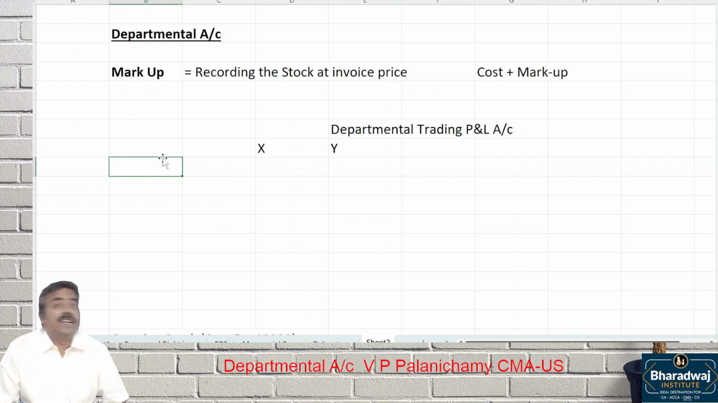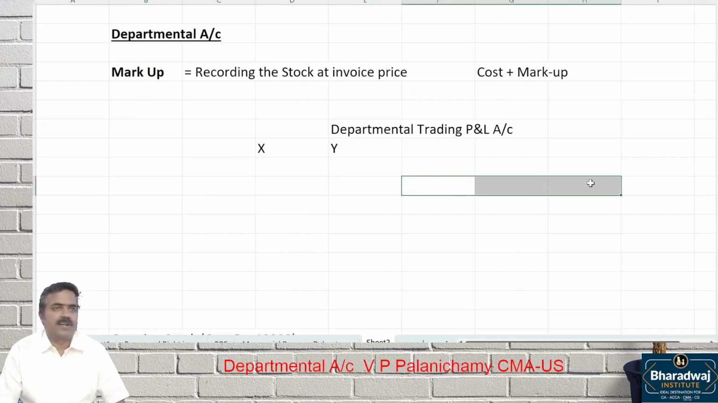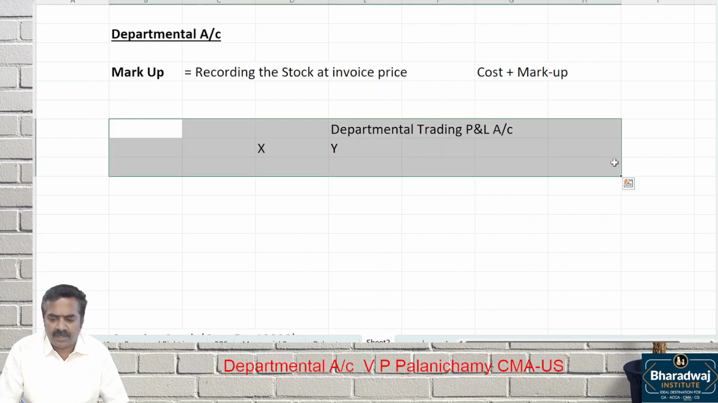What we learned is interdepartmental transfers. How to record interdepartmental transfers? Debit the receiving department and credit the transferring department. Debit the receiver, credit the transferor, or credit the income. For the transferring department, it is like income. For the receiving department, it is like expense. Okay, so you prepare a departmental trading P&L account.